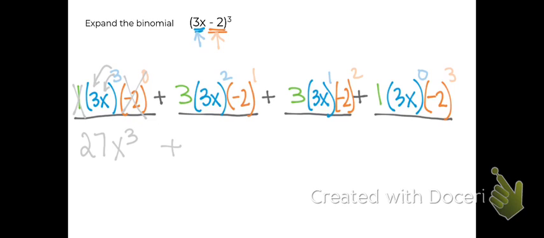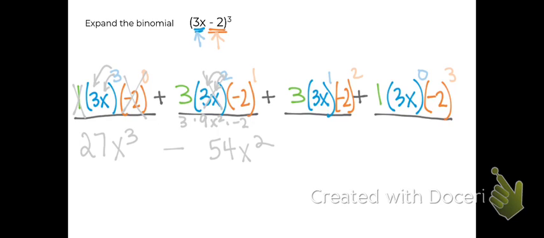Now let's move on to the next one. Here we have 3, and then we have 3 to the 2nd power, which is 9, and x to the 2nd power, which is x squared, and then negative 2 to the 1st power. So if we multiply 3 times 9 times negative 2, we get negative 54x squared. So instead of plus negative 54, I'm just going to say minus 54x squared.